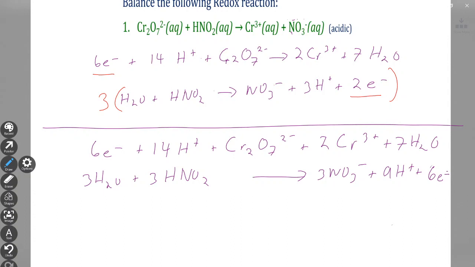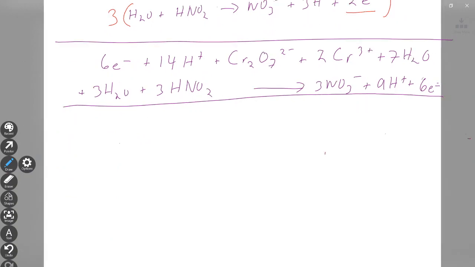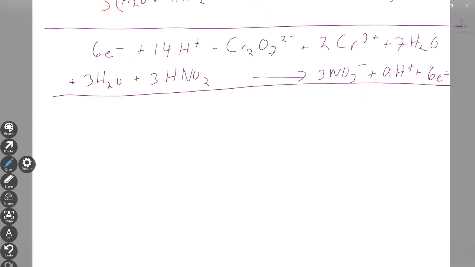Okay, so now what we need to do is first check: I have 6 electrons coming in, 6 electrons going out. Good. So now I can add these equations together. Then I can cancel out anything that appears on both sides. So we'll write it like this. And these get a little bit long when you write this part, but just bear with it.